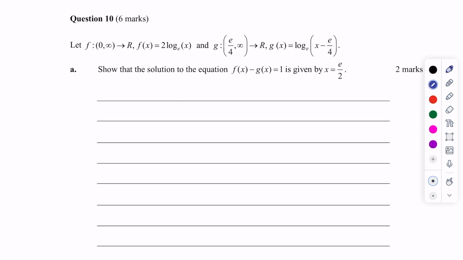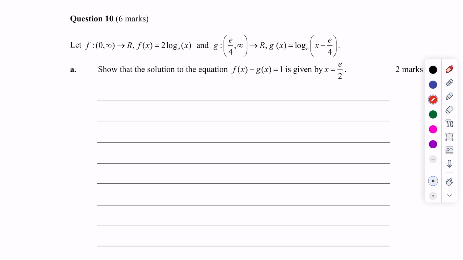So 2019 Heffernan exam 1. This is question 10 and it's worth 6 marks. And the first part says let f be defined on 0 to infinity, all real numbers, f(x) equaling 2 log e x, and g has a defined domain, and g(x) equals log e of x minus e on 4. I would be noting that this value here is going to cause us some complications. So we're going to have to really make sure that our mental computations or our arithmetic is on point.